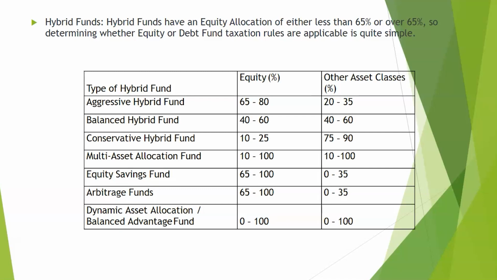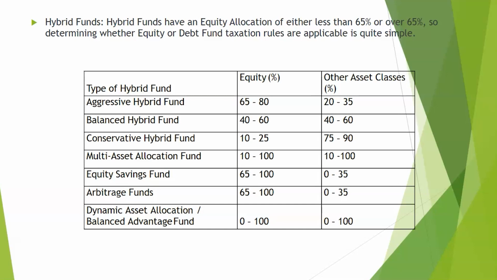In aggressive hybrid fund, 65 to 80% is in equity and the remaining 20 to 35% in other asset classes. Similarly, for balanced hybrid fund, 40 to 60% in equity and 40 to 60% in other asset classes. For conservative, there is less percentage tied to equity, which is 10 to 25%, and the remaining in other asset classes. For multi-asset allocation fund, 10 to 100% for equity and the remaining for other asset classes.